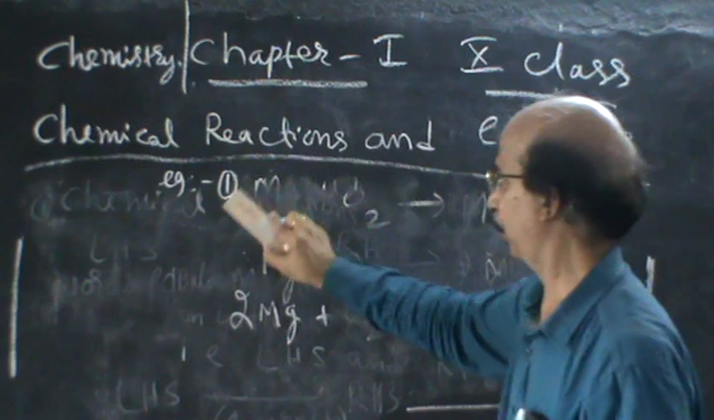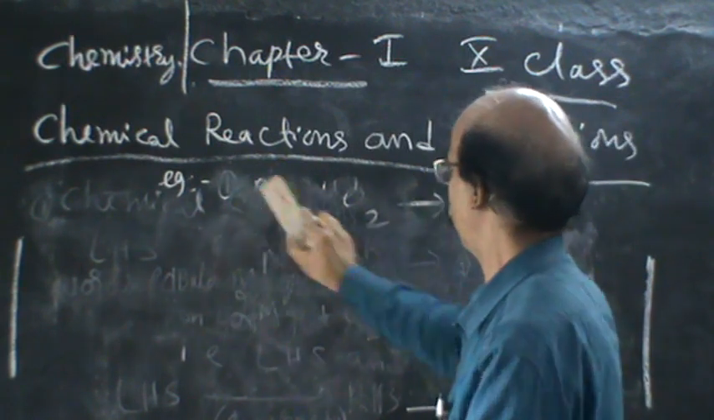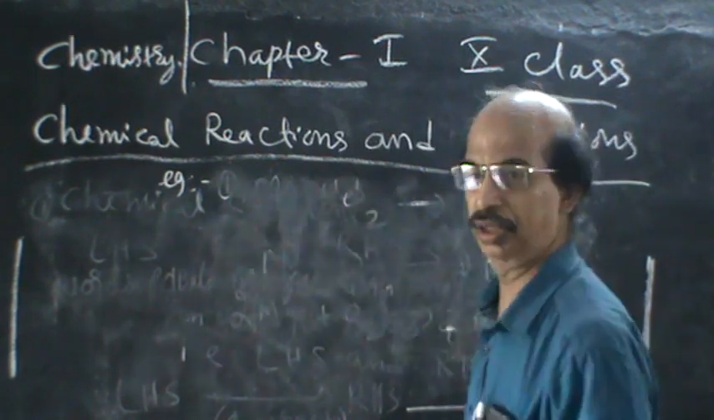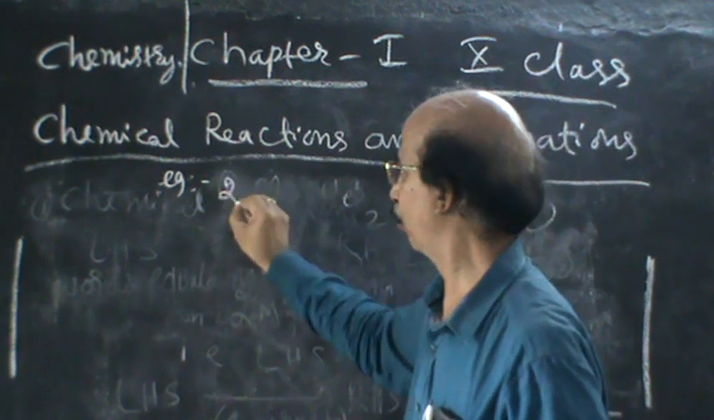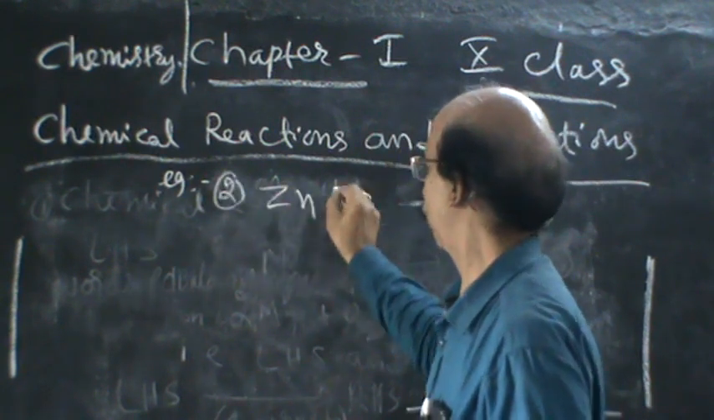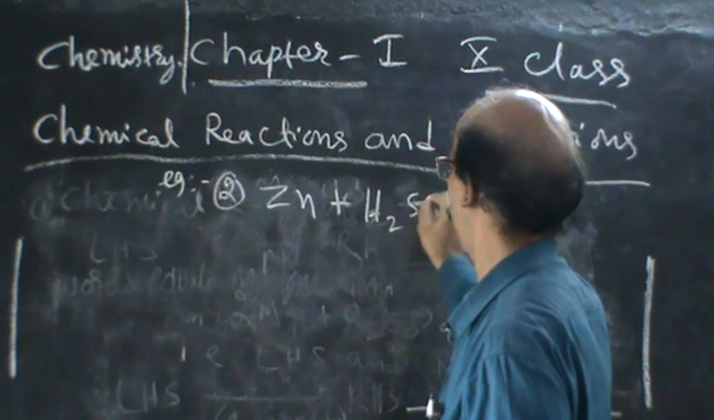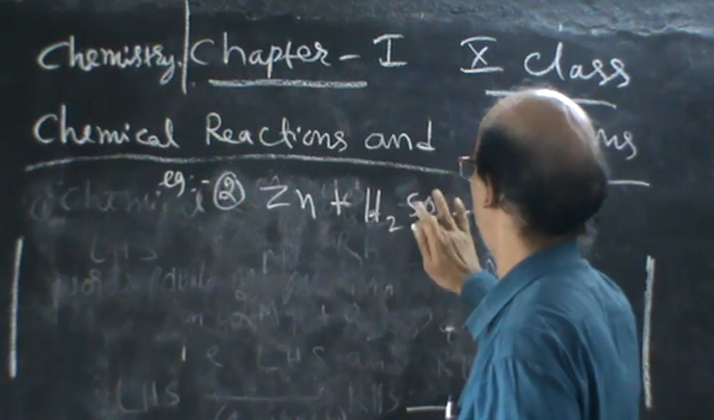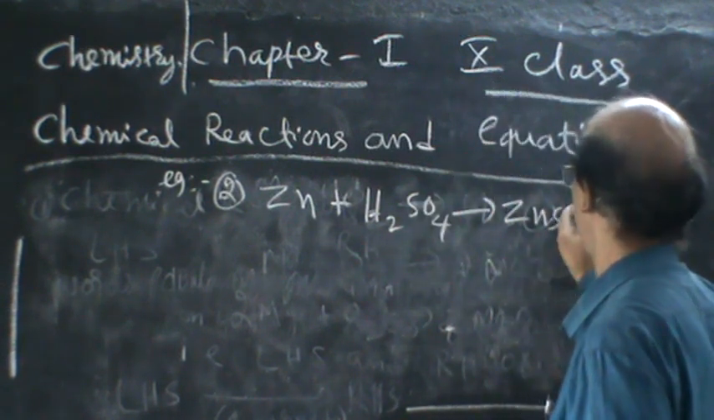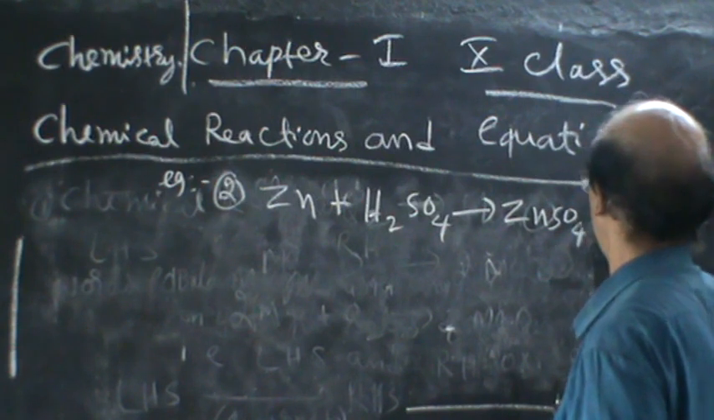Second example I am taking now. In words you can write; that is called a word equation. So the second example: Zn plus H2SO4 gives rise to ZnSO4 plus H2.